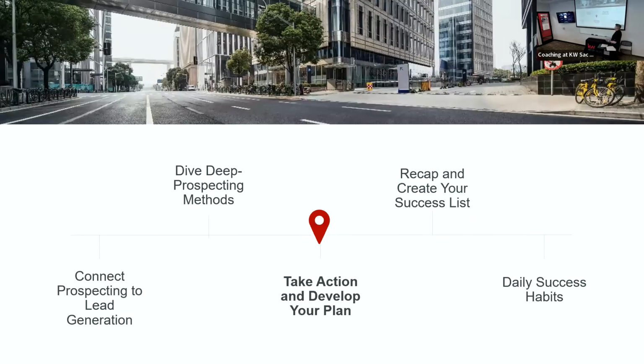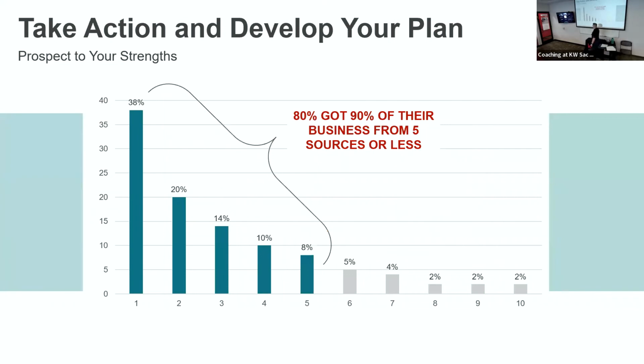All right, so take action and develop your plan. This is actually from the Business Planning Clinic, which is based off of The Millionaire Real Estate Agent. Over the course of time, you're going to have roughly 10 sources of business throughout a year. The reality is your 5 main sources are anywhere between 80 and 90% of what your business is.